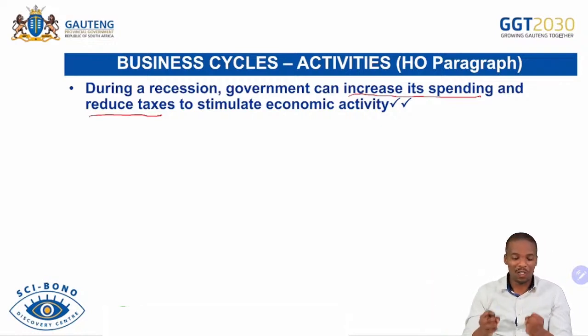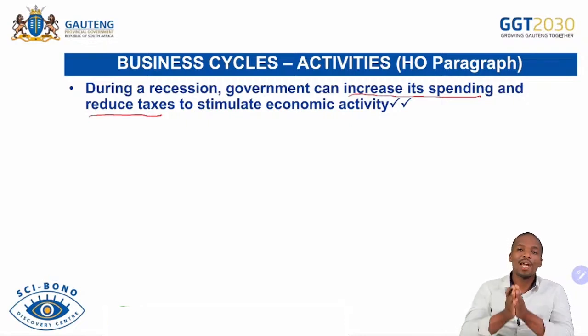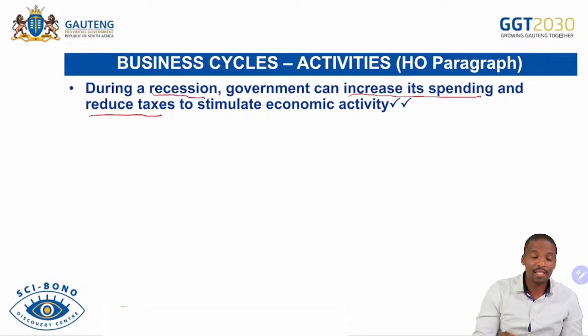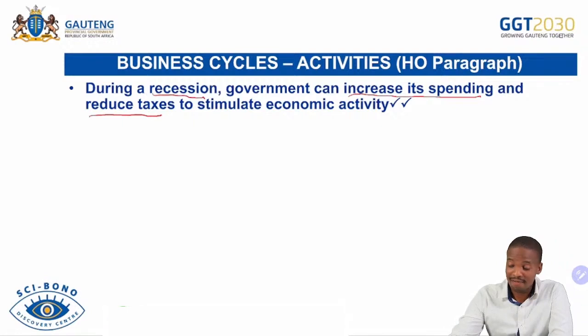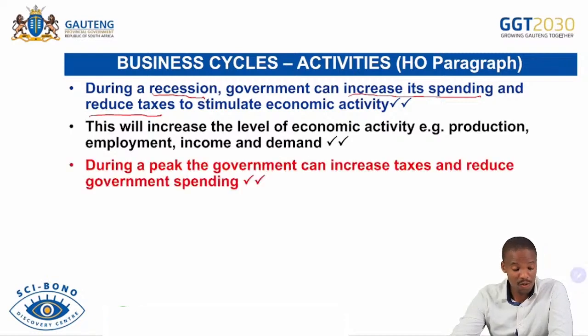When company tax is reduced, companies can employ more people, then the company can pay or increase the salaries of the employees, which will stimulate demand for consumer goods and services. In that way, the economy will start to move away from recession and the economy will start to recover. That is the belief that is brought to us by the Keynesian view. This will increase the level of economic activity, e.g. production, employment, income, and demand, as I've already explained those.